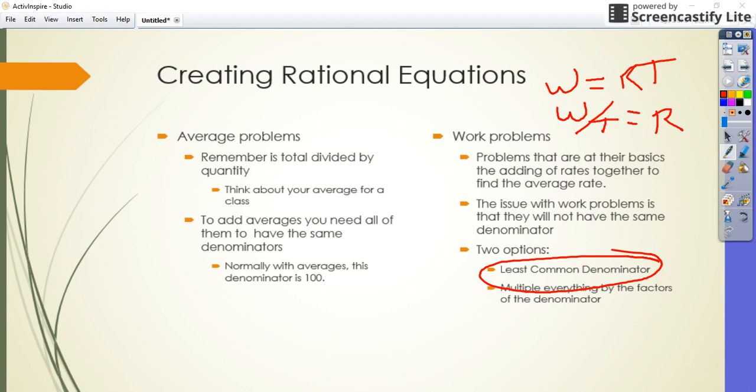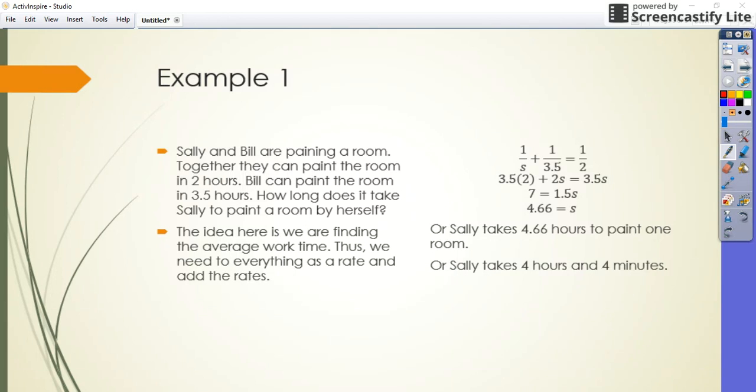So work problems at their basics are really just adding rates together, and we need to find that average rate between the two working. I'm going to work through a few examples, and it's probably the best way to get your handle on this. So we've got Sally and Billy here, and I've already worked this problem out completely, so you can just stare at it, and I'll point to things as we go.